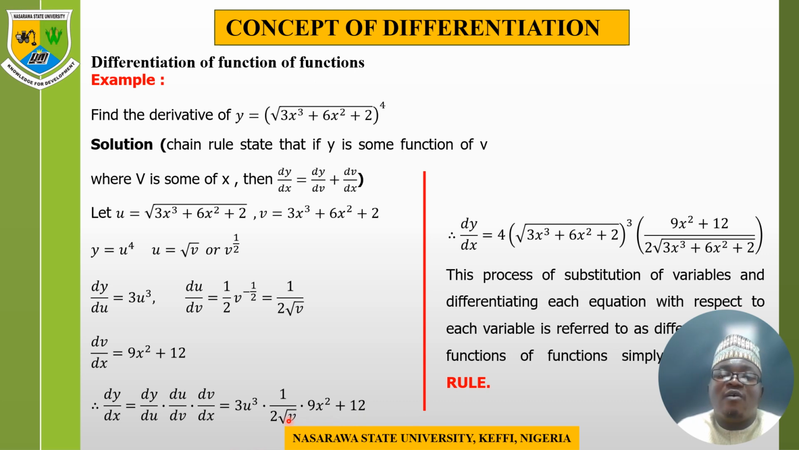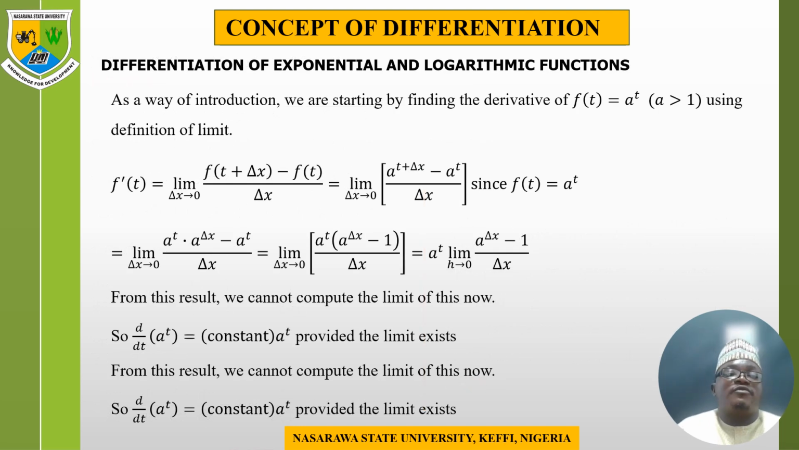But remember we have v. And what is our v? Our v is 3x cubed plus 6x squared plus 2. When you replace it here, you are going to have this. And we have this. Then look at it, we have 1 all over this. Then if you take the whole of this, which is the dv dx multiplying 1 here, you are going to have this here. The process of substitution of a variable and differentiating each equation with respect to each variable is referred to as differentiation with function of function.